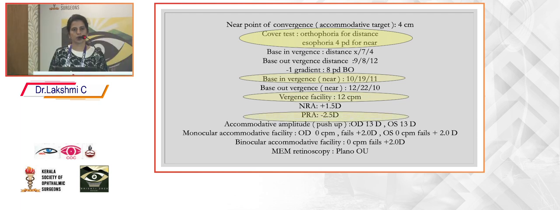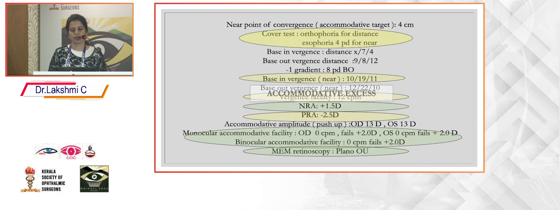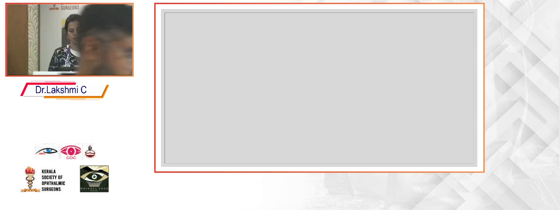But if you look at the positive relative accommodation, he's having a very high positive relative accommodation. And accommodative facility, he fails the plus lenses. So he's not able to relax his accommodation, whereas the vergence values are relatively okay. And MEM retinoscopy is also showing a lead. So this is a case of accommodative excess.